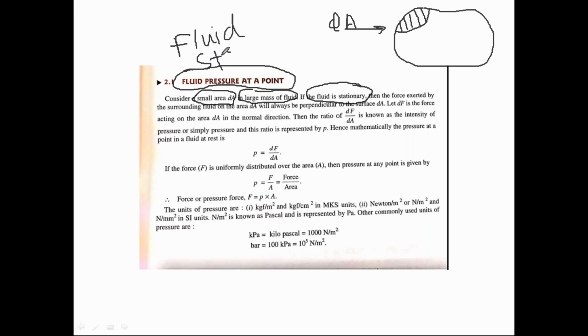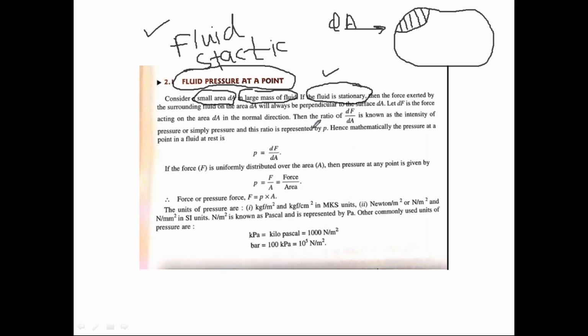In the last previous lecture, we said that there are three branches of fluid mechanics. One is fluid static, the other is fluid kinematics, and the other is fluid dynamics. So this fluid pressure at a point falls under fluid statics. And what is fluid static? A branch of fluid mechanics in which we are dealing with the fluid, but the condition is that the fluid must be at rest. So you see, fluid is stationary.